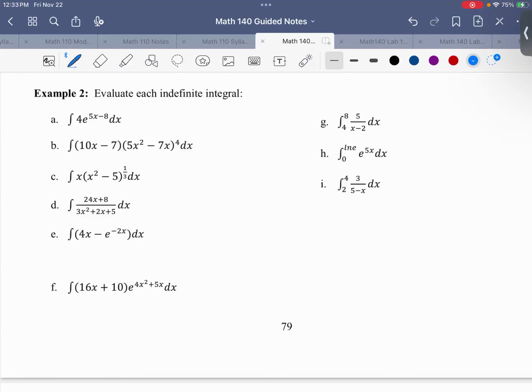Hi everybody, welcome back to section 5.2. In this video, we're going to be covering example 2, letters A through I using substitution.